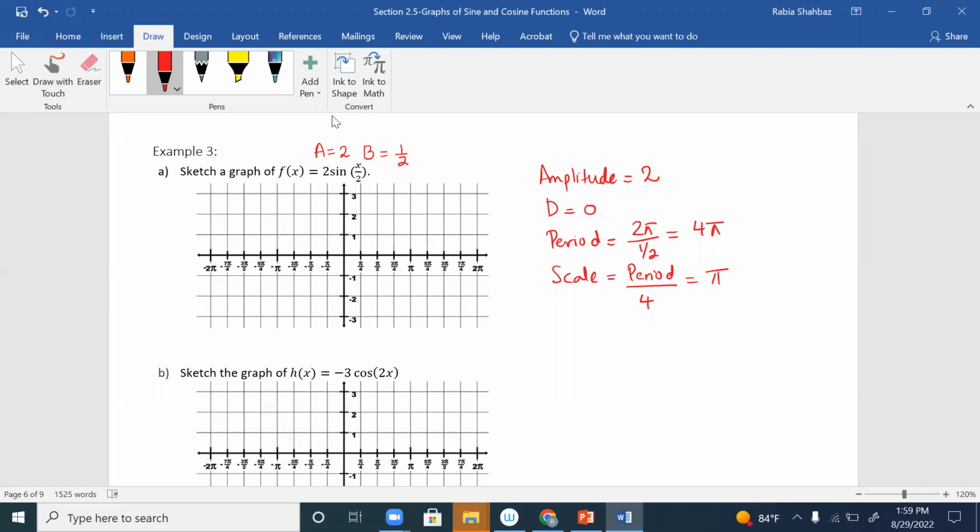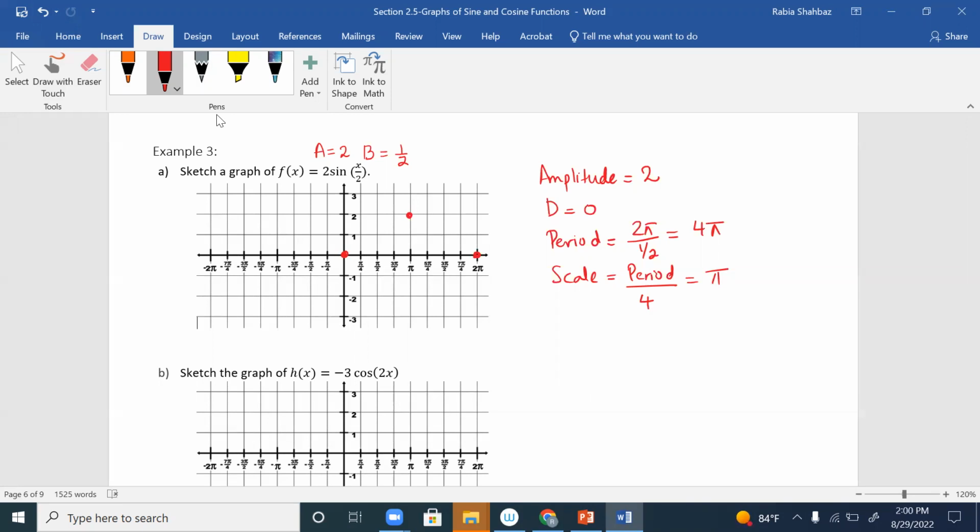So since I'm graphing the sine function, I'm going to start at the midline, which is 0. And there's no phase shift, so 0 comma 0. And then at pi, it's going to go to the maximum value, which is 2. And then at another pi, which means at 2 pi, it's going to come back to the midline.